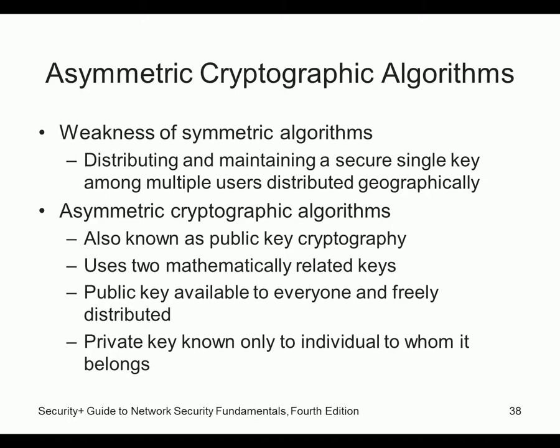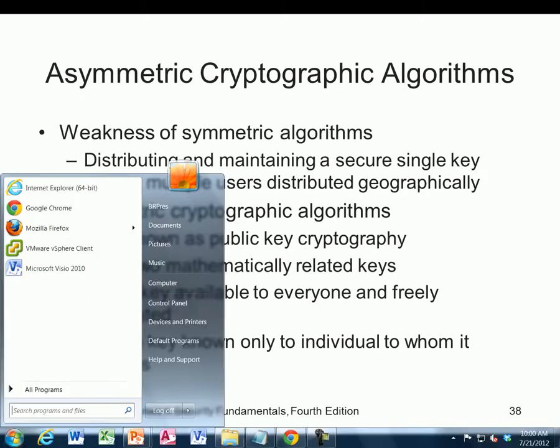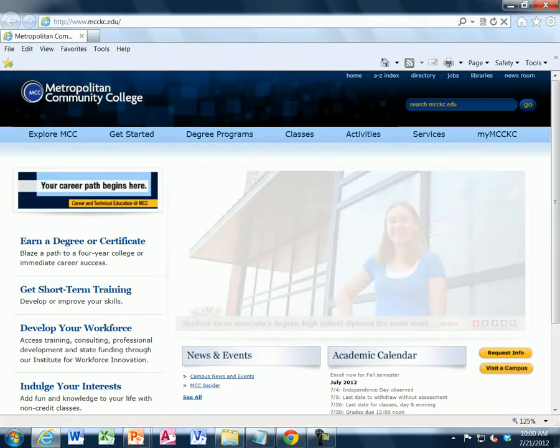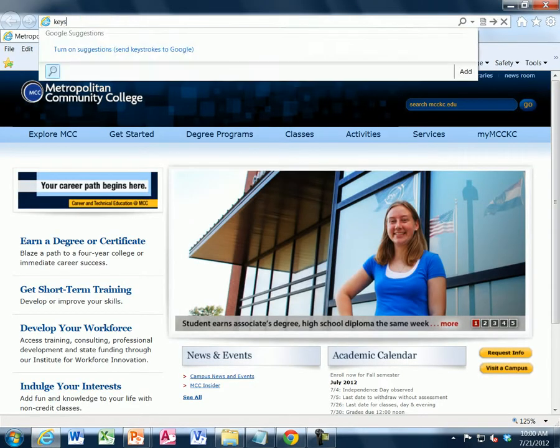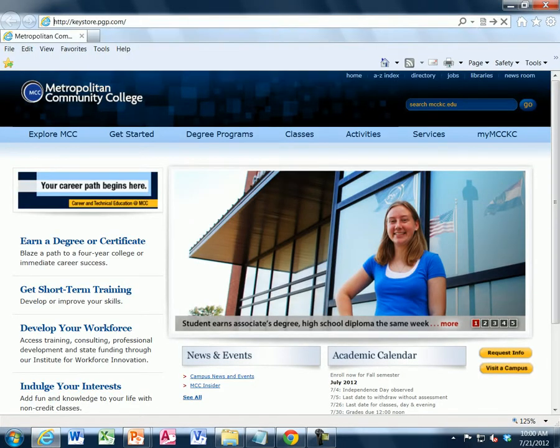Asymmetric solves that. You have what's called public key cryptography. It uses two related keys. I'm going to show you one up here. I'm going to go to keystore.pgp.com.